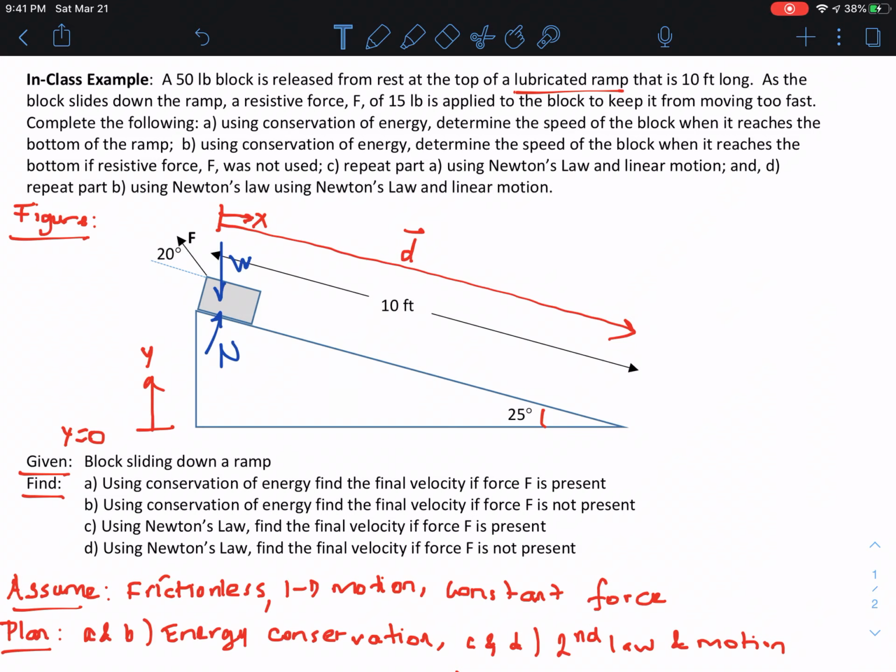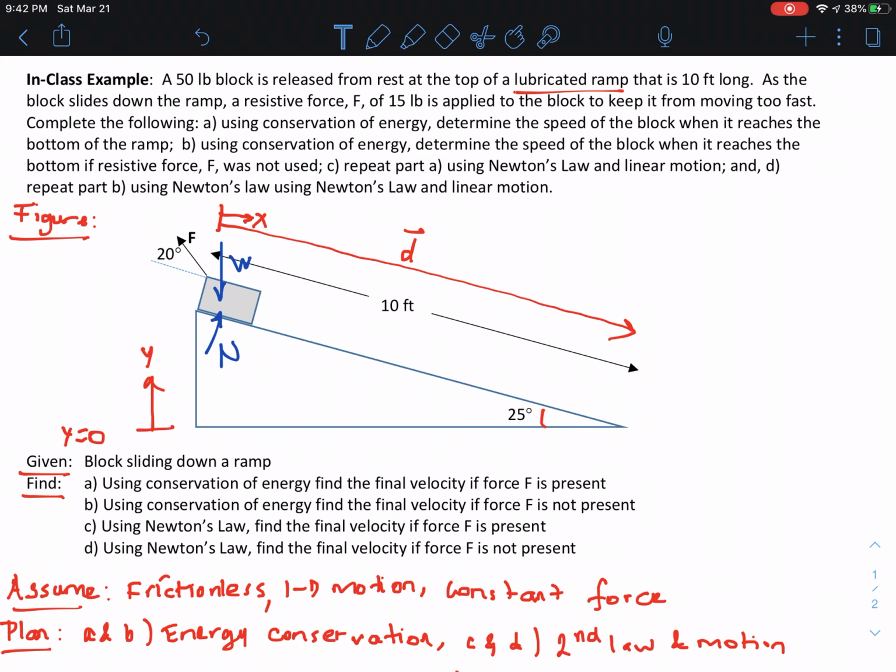Hi everyone. This is the example problem that I'm adding for this Monday's class, and I want you to do this example before example number 20 on page 229. So the question is about a 50-pound block, and it is released from rest at the top of a lubricated ramp that is 10 feet long.